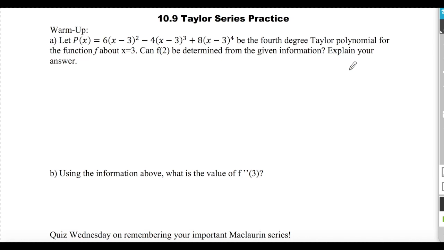All right, so we have let p of x be this polynomial here, and it's the fourth degree Taylor polynomial for the function f about x equals 3. Can f of 2 be determined from the given information? Explain your answer. Now this is kind of interesting. Can f of 2 be determined? That sounds like we're talking about, can it be determined exactly? So the answer here, can we exactly determine f of 2? No.